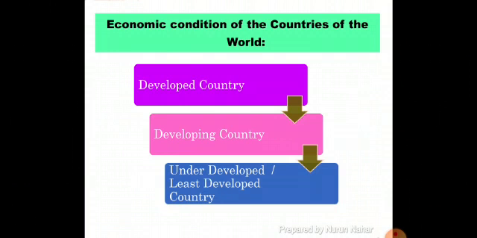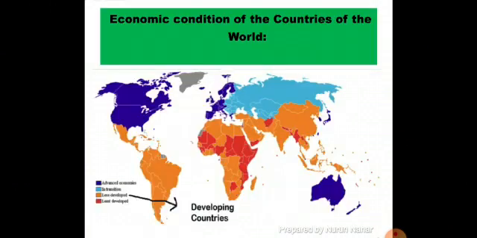From our previous lecture, we have found that the economic conditions of the countries all over the world are dependent on three categories: developed country, developing country, underdeveloped or least developed countries. These categories are determined according to the per capita income of the people of those countries. According to the economic condition, the whole world can be divided into four parts: advanced economies, in transition, less developed, least developed.